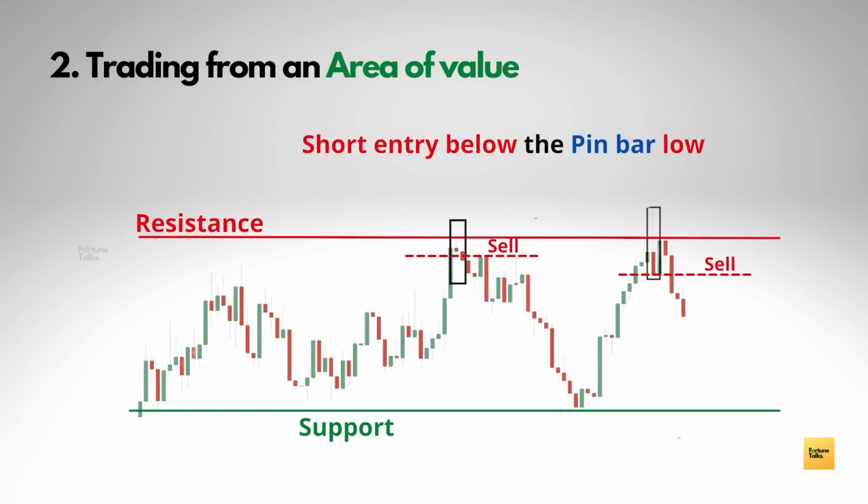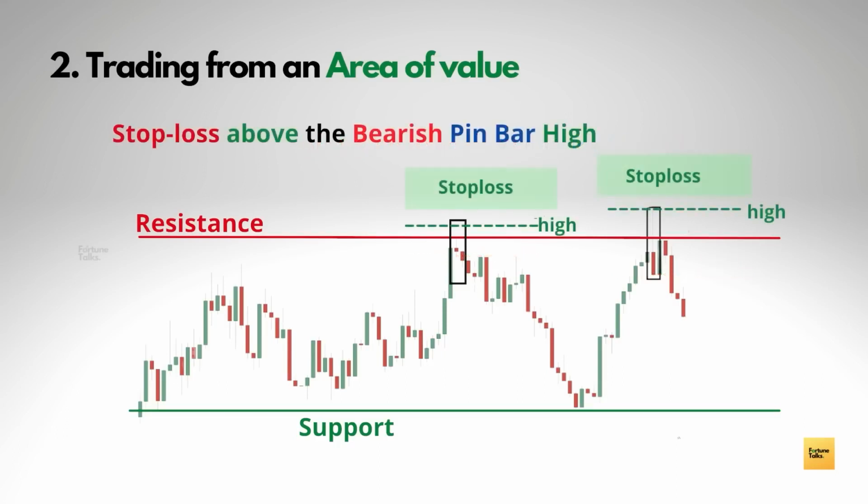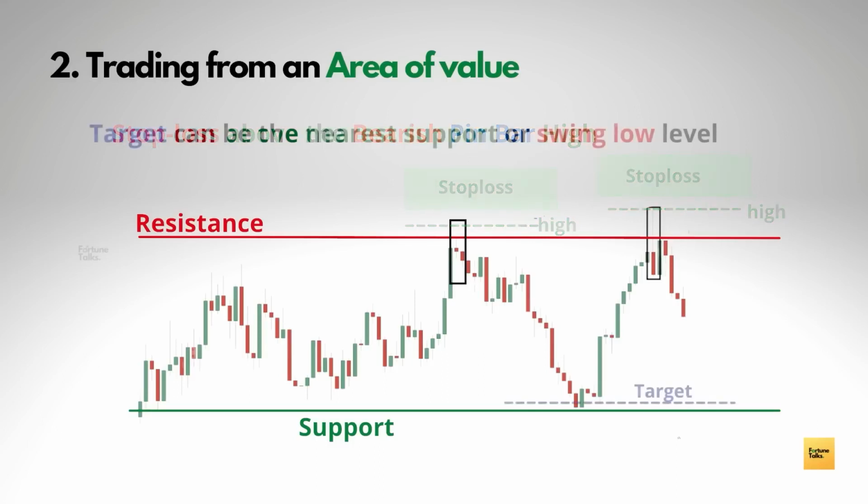The confirmation in this case is when the price breaks below the lows of the bearish pin bar candle, and the stop loss for this trade would be above the highs of the bearish pin bar candle with a suitable buffer using the ATR indicator. And finally, the target can be set as the nearest swing low level or the nearest support level.